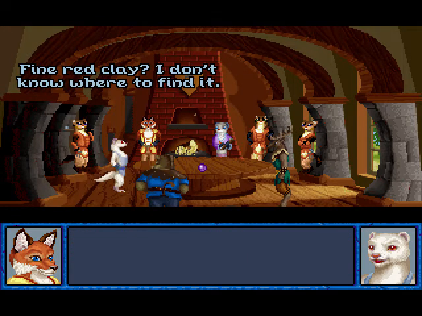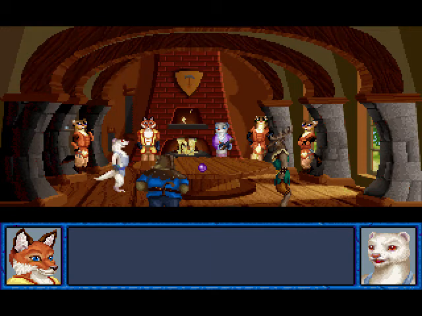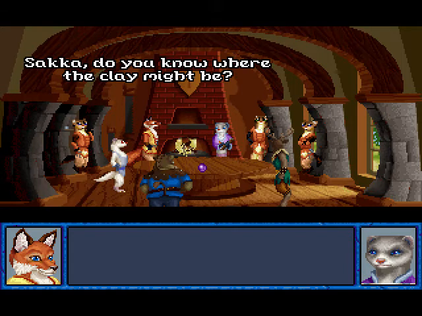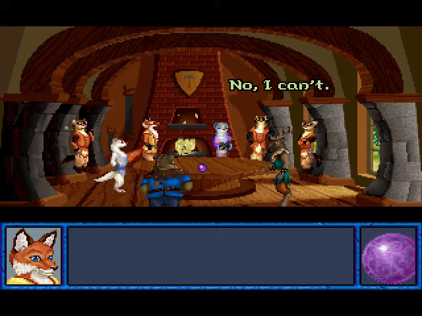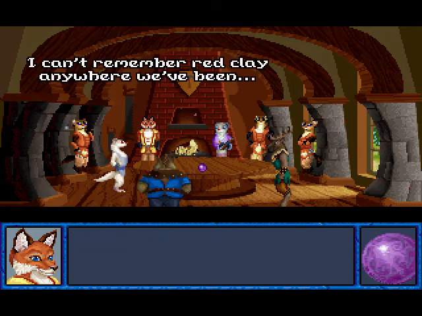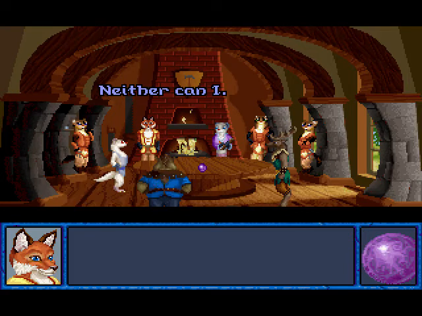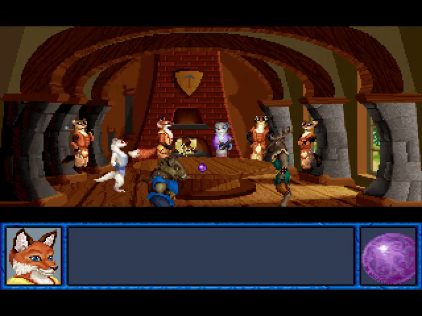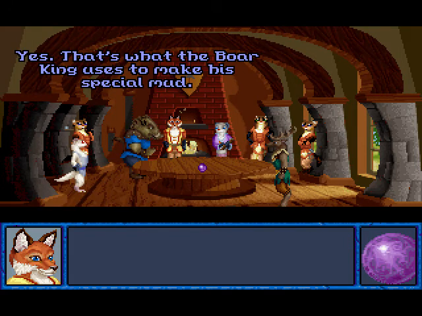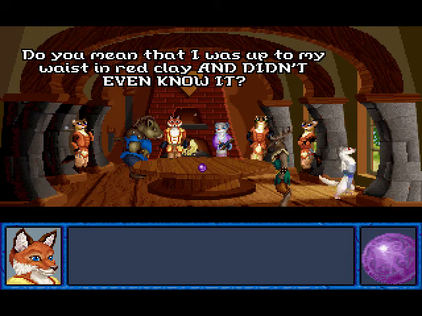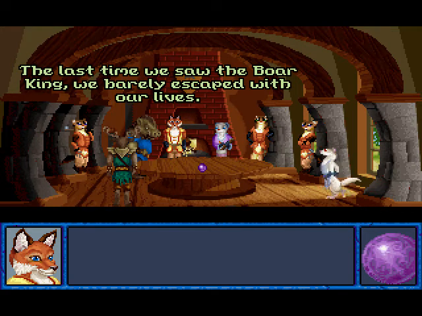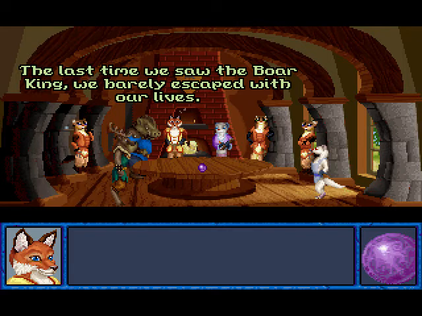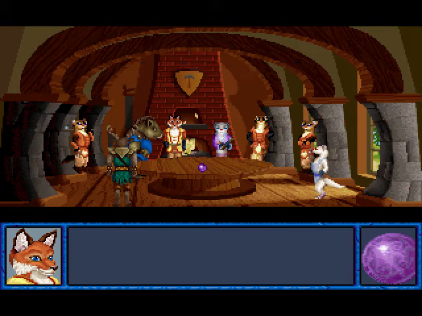Glassmaster, any ideas? Fine red clay. I wouldn't know where to find it. Sokka, do you know where the clay might be? I have no idea. Alright, everyone's just useless. Ia, can you think of any place for red clay? No, I can't. Alchemist, no. I can't remember red clay anywhere we've been. Neither can I, except in the Boar King's mud bath. Of course. What? Yes, that's what the Boar King uses to make his special mark. Finely ground red clay. Do you mean that I was up to my waist in red clay and didn't even know it? No. What will you do now? The last time we saw the Boar King, we barely escaped with our lives. We dare not try it again. What will you do? The only thing we can do.